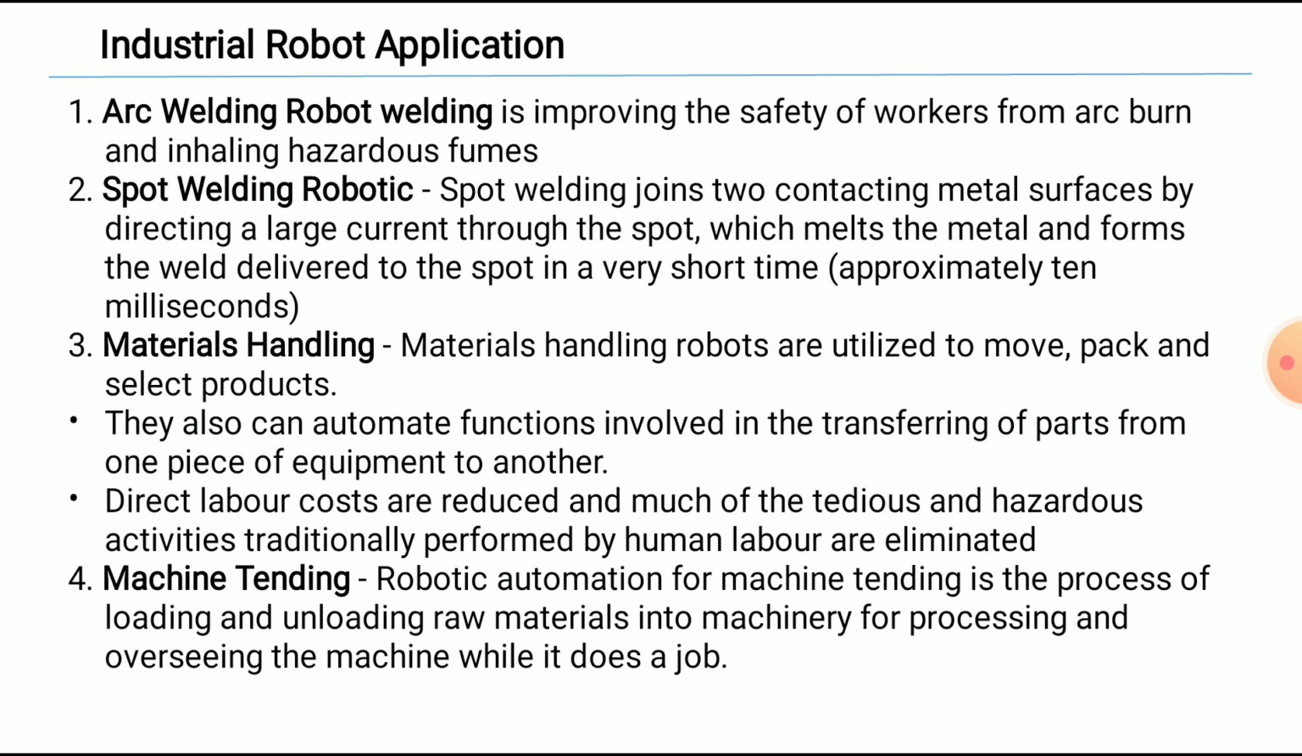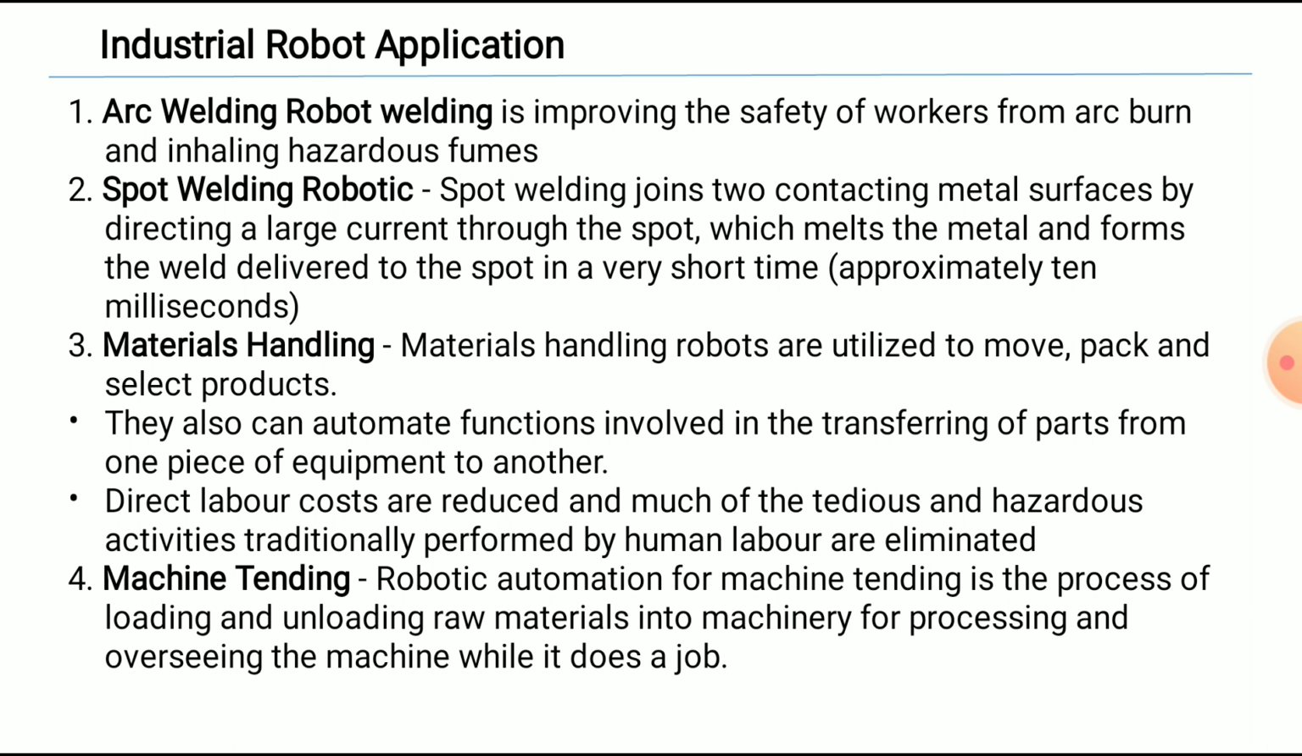Material handling robots are utilized to move, pack and select products. They can also automate the functions involved in transferring parts from one piece of equipment to another. In this, the direct labor cost is reduced and many of the tedious and hazardous activities traditionally performed by human labor are totally eliminated. Fourth, machine tending.